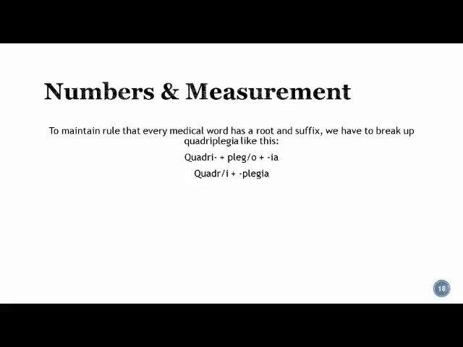Now, some people like to say that plegia is a suffix and that plegia is a word all to itself, like nia. So if you are of the school that plegia is the suffix, then in order to have a root, we have to pull out of our flashcard deck quadri. So every medical word has a root, every medical word has a suffix.